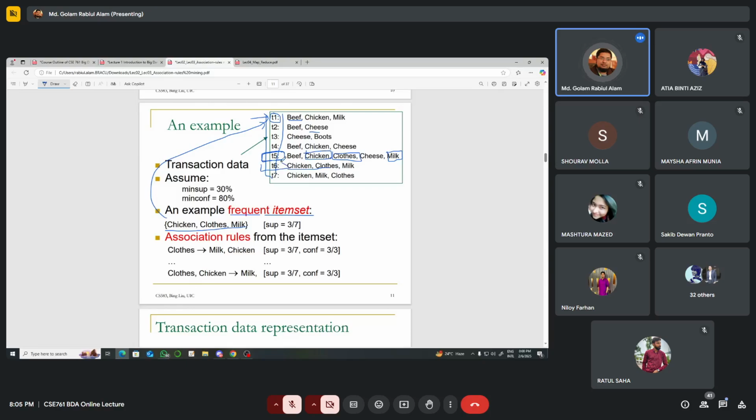Similarly, for transaction 6, chicken, clothes and milk together. And in transaction 7, chicken, milk and clothes are also purchased together. So that means there are three out of 7 transactions where those 3 items are purchased together.